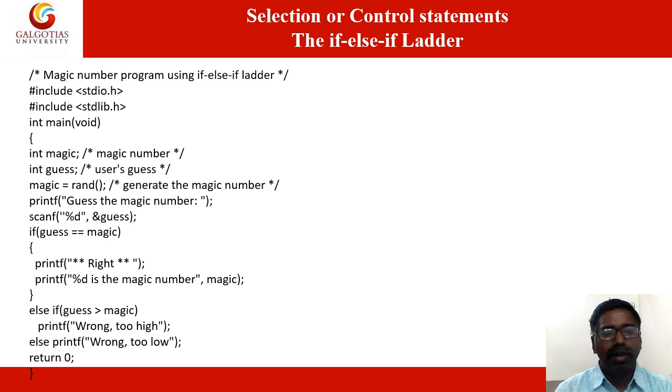If both are equal, then it is right, and the magic number is displayed. Else if we check whether the guessed number is greater than the magic number, we say it is wrong, it is too high. Else, in the else part, we say it is wrong, it is too low. Here you can see we construct an if statement true part, then an else if statement, and finally an else statement. According to the program flow, this program will take the if true part once, or otherwise the else if true part, or otherwise the else part.